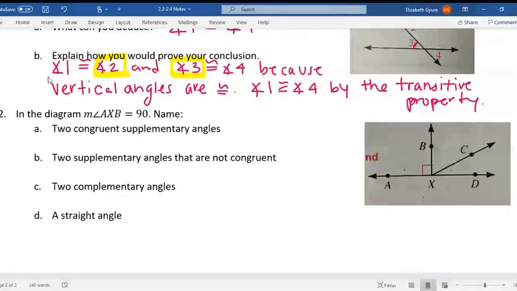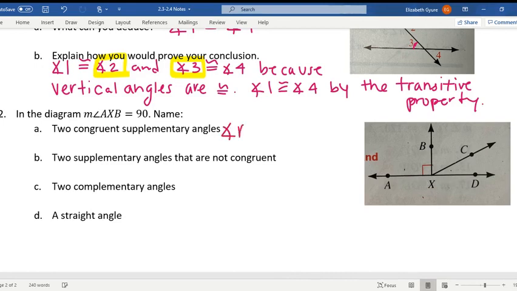Then number 2, in the diagram, the measure of angle AXB equals 90 degrees. So AXB is 90 degrees, and they were nice enough to put a little right angle symbol in there for us. So we want to name 2 congruent supplementary angles. So that means 2 angles that are going to add up to be 180 and be congruent to each other. Well, the only way that can happen is with 2 90-degree angles. So that's going to have to be our 90-degree angle that we're given, and then the one on the other side, since we have a straight angle at the bottom, or linear pairs.